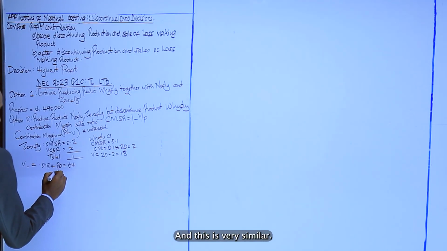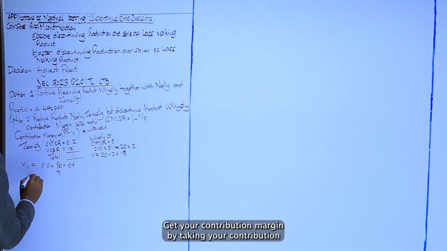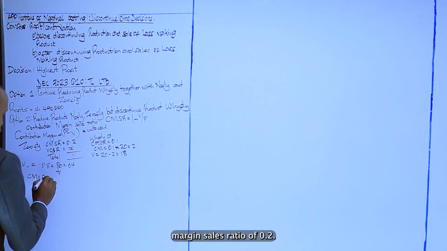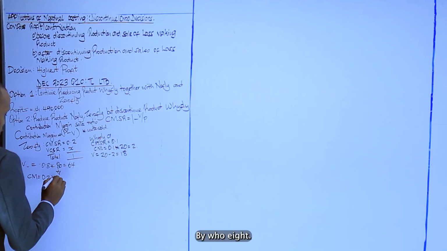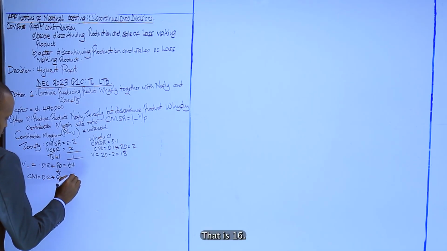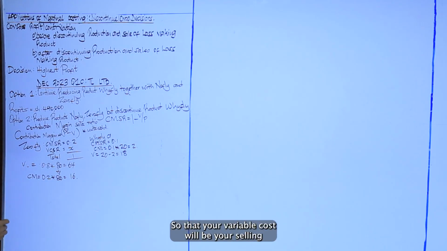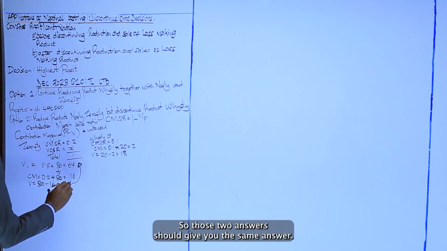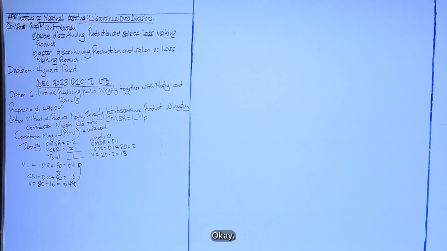And this working is very similar. Get your contribution margin by taking your contribution margin sales ratio of 0.2 by 80. That is 16. So that your variable cost will be your selling price of 80 minus 16, giving you 64. So those two answers should give you the same answer. Okay.